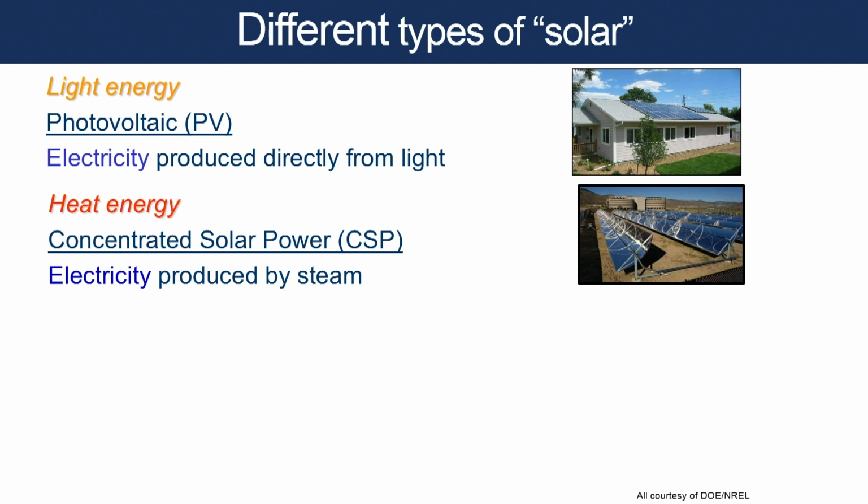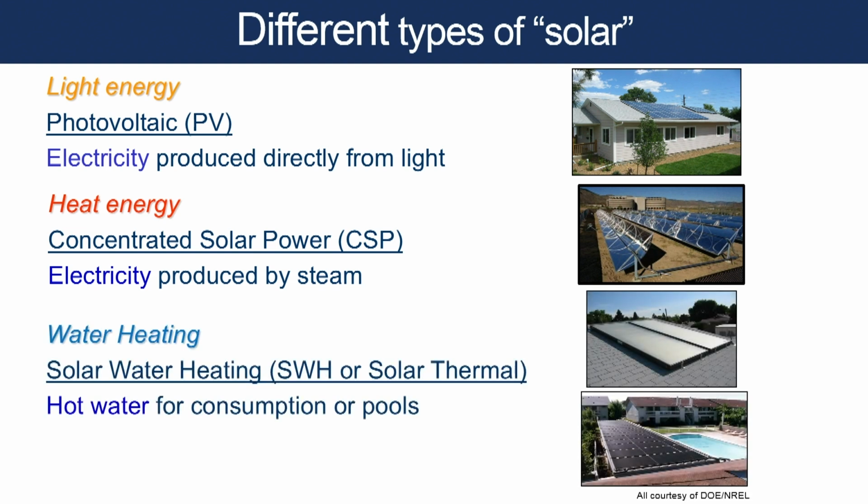Has anybody flown into Las Vegas recently and seen that big power tower? There's a big tower with about 1 million mirrors around it, shining on this big thing that glows in the dark. That's concentrated solar power. That works in large instances, not small, and it works in places like the desert where there's not a lot of cloud cover. There's also solar water heating, or solar thermal.